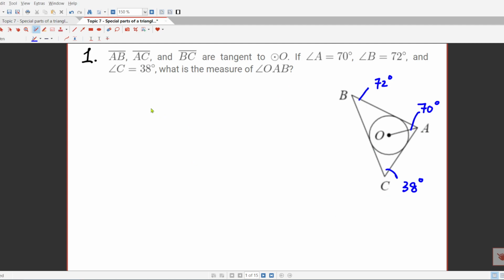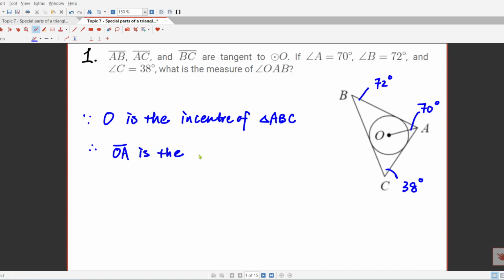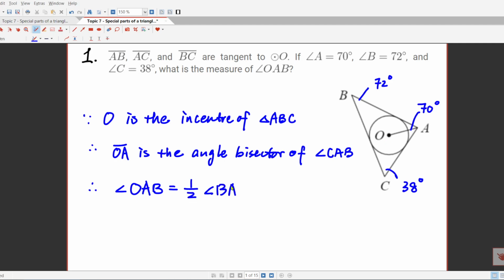Okay, since O is the incenter of triangle ABC, we know OA is the angle bisector of angle CAB, right? You follow me? Because the incenter is the point of intersection of all three angle bisectors in the triangle, right? Of course, then angle OAB is just 1/2 of angle BAC, right? Which is 35 degrees. You get it? Very straightforward question, right? Any questions?